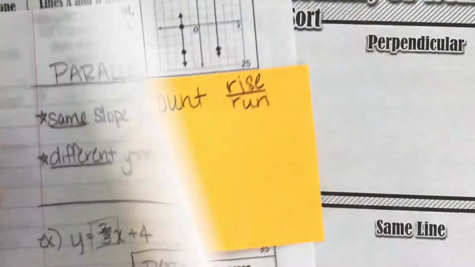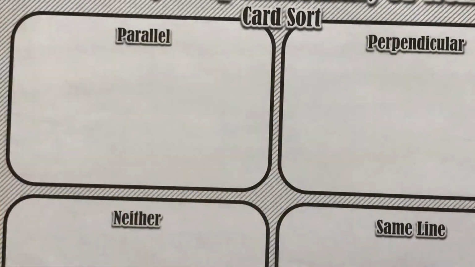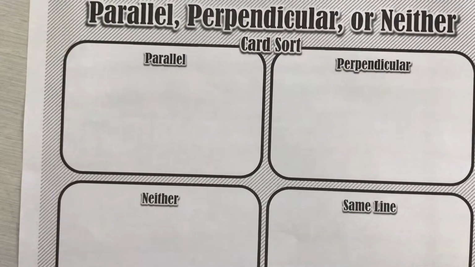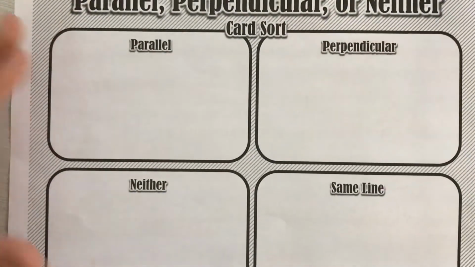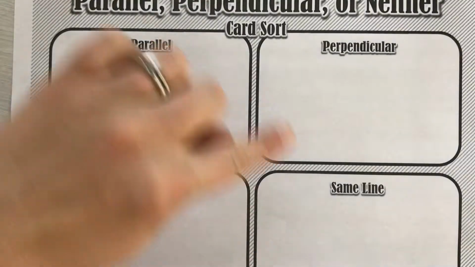So then you're going to record all of your answers on here. Every time you determine whether a situation is parallel, perpendicular, neither, or the same line, you're going to record it in the right section.